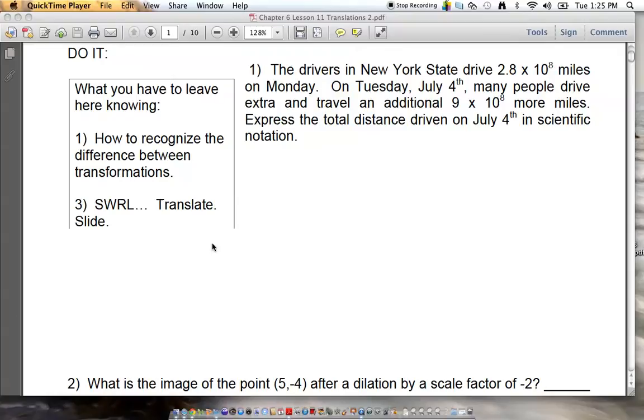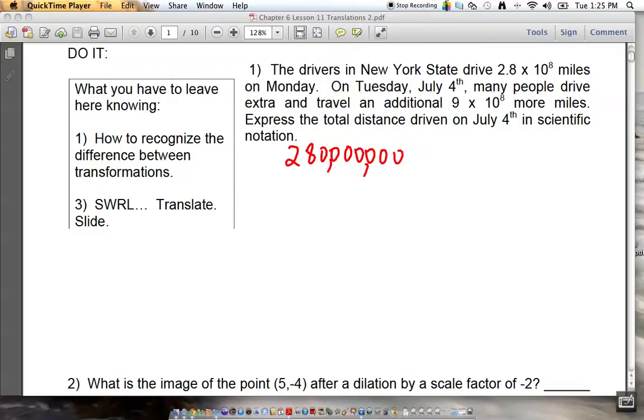So now I need to add these numbers. And whenever we do scientific notation, we add using writing the whole numbers out. We don't add them when they're in scientific notation form. So, the first number is 2.8 times 10 to the 8th. That looks like this. That's 6, 7, 8. There's 2.8 times 10 to the 8th.